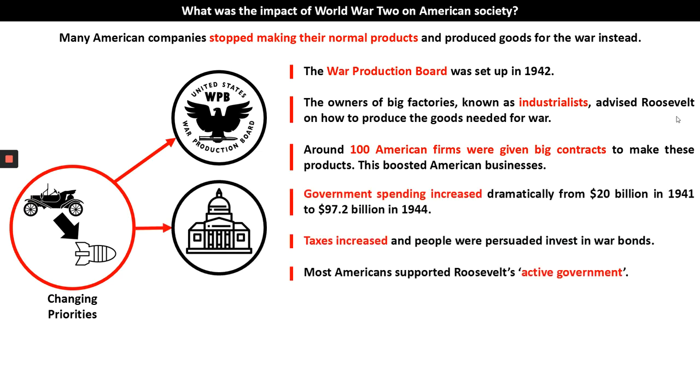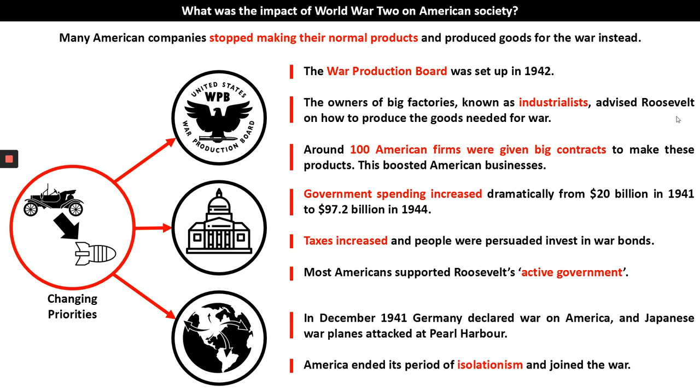Government spending increased dramatically from $20 billion in 1941 to $97.2 billion in 1944, a very big increase. Taxes also increased in America, and people were persuaded to invest their money in war bonds. And so most Americans supported Roosevelt's active government. They were getting behind their president and their government's policies.